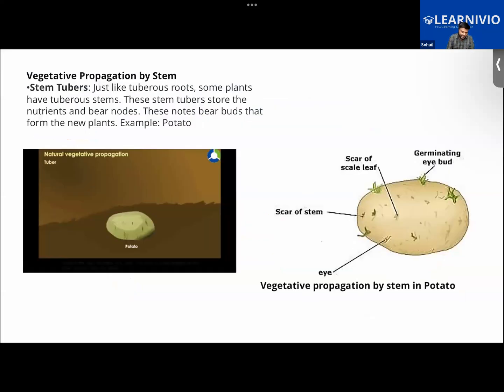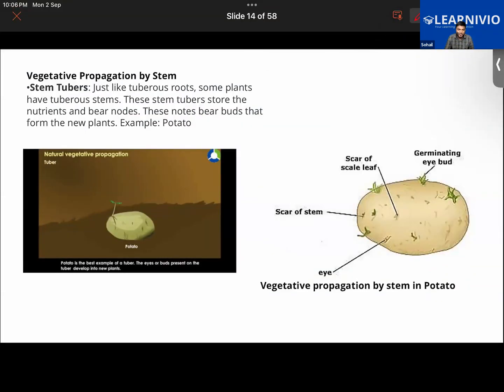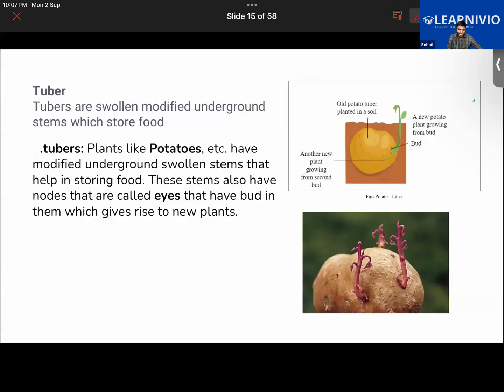Furthermore, the next type of underground stem is the potato. The potato is also an underground stem. Just like the tuberous roots, moments ago we were learning about the sweet potato. Some plants have tuberous stems also, and these tuberous stems store the nutrients, the food. And they bear buds on them, like these are the buds. First of all, there's an eye-like structure. These structures are called eyes, and out of that eye, a bud will first start to form, like the one that you see over here. This tiny structure is a bud. Later on, this bud will grow into a new plant, like you can see over here.